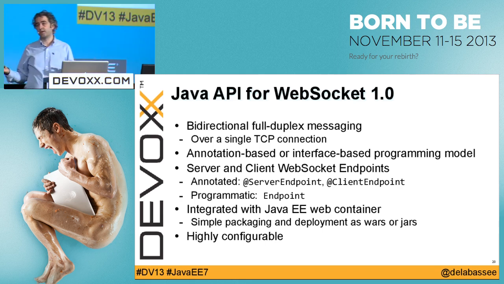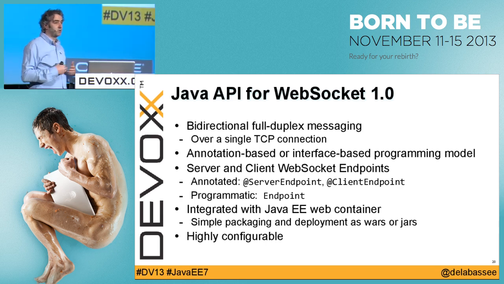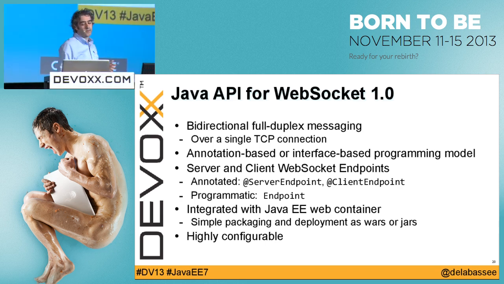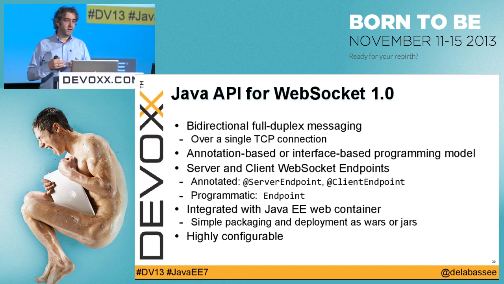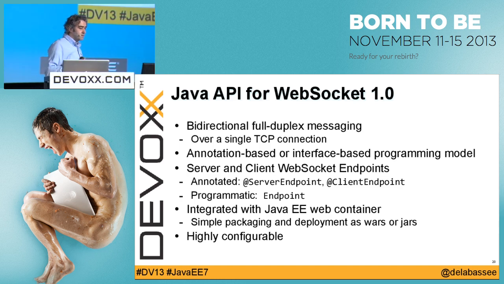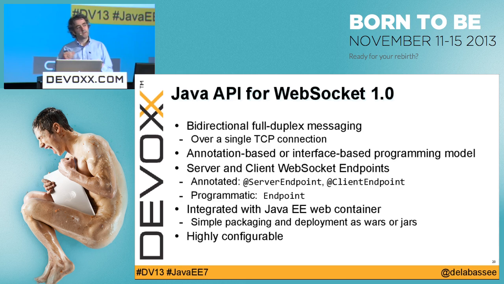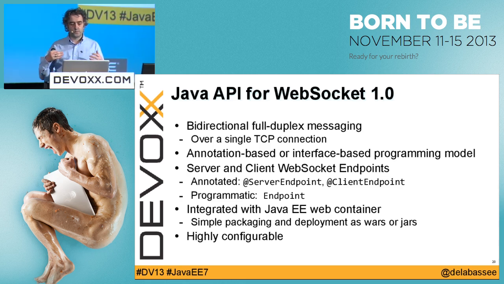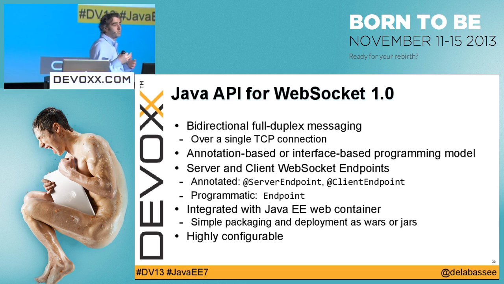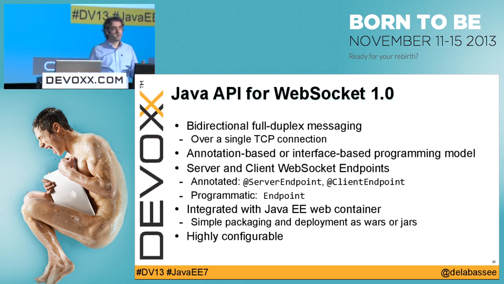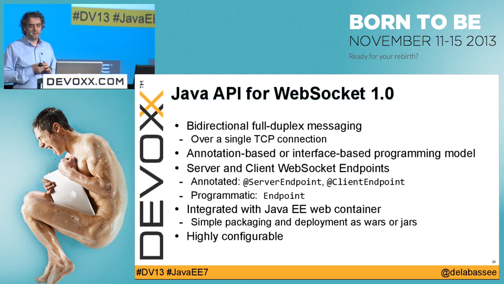There are two ways to use the API: an annotation-based approach and a more traditional programmatic approach. On the backend side, so on the Java side, let's say that you are using the annotation approach. You will annotate your POJO, and this will be turned into a WebSocket server endpoint. The only thing you have to do then is to deploy it as a WAR. It will deploy within your web container, and the web container will turn it and expose it as a WebSocket endpoint.